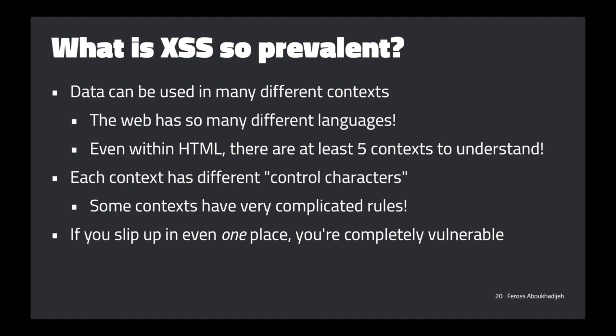It's just confusing. And we're going to talk about some of these contexts that HTML has and the different rules for them, and the different ways that, if people make mistakes, you can attack a site with that. And each of these contexts, like I said, has different control characters, and some of them have really complicated rules. And like with all things with defense, if you make one mistake, then it's game over. So it's really bad.